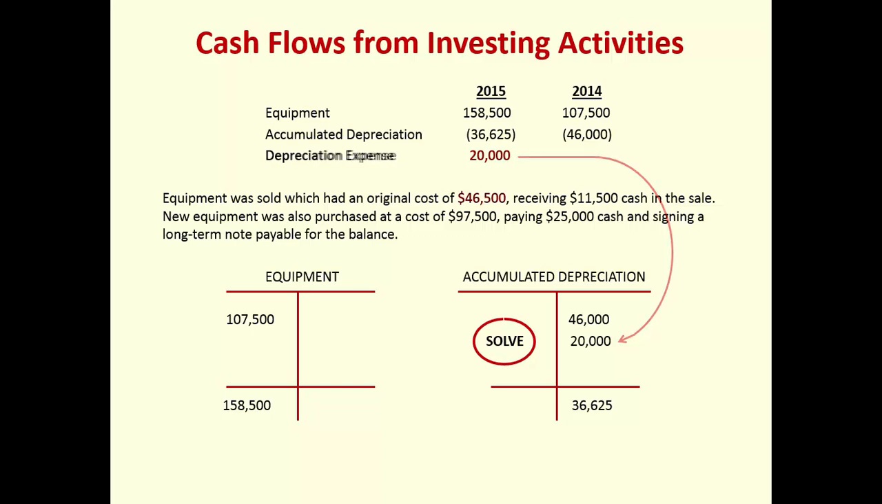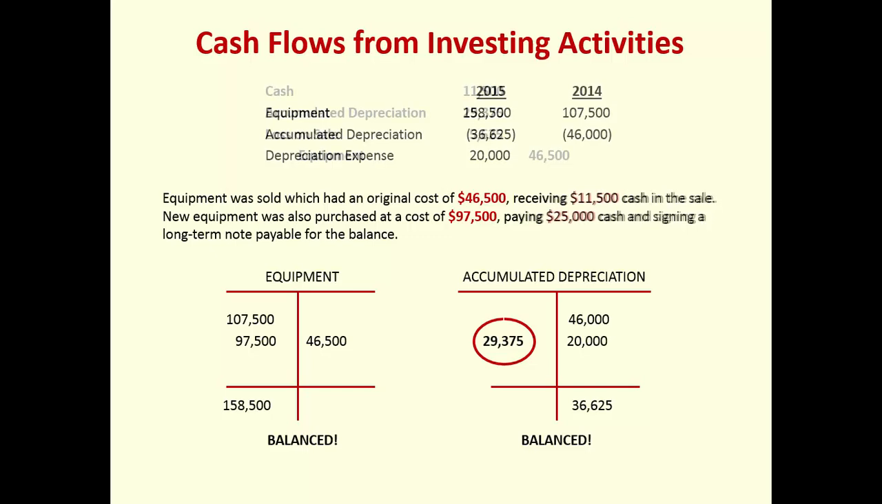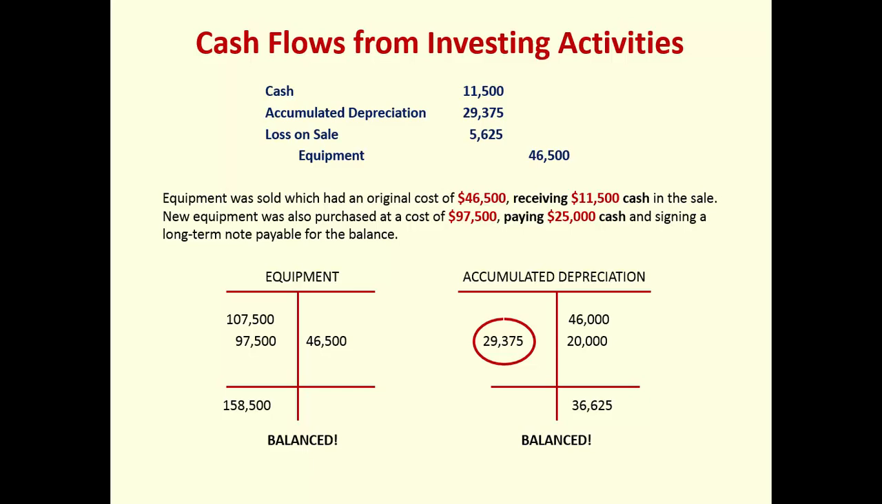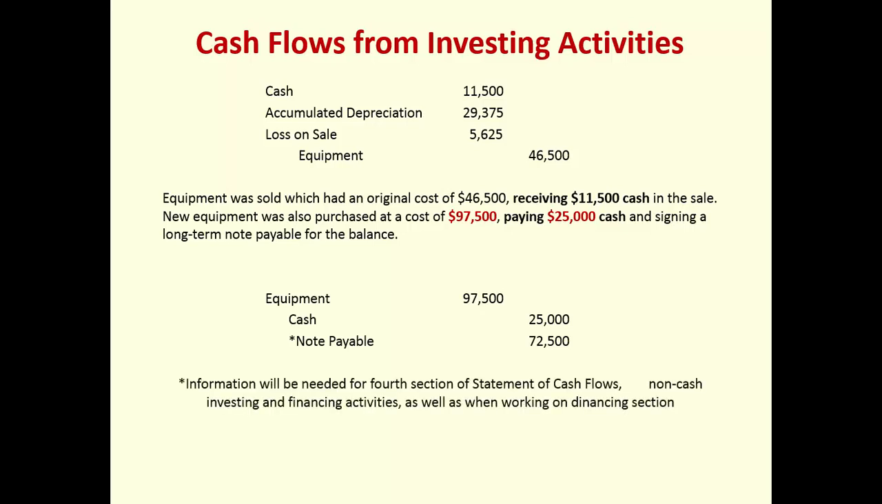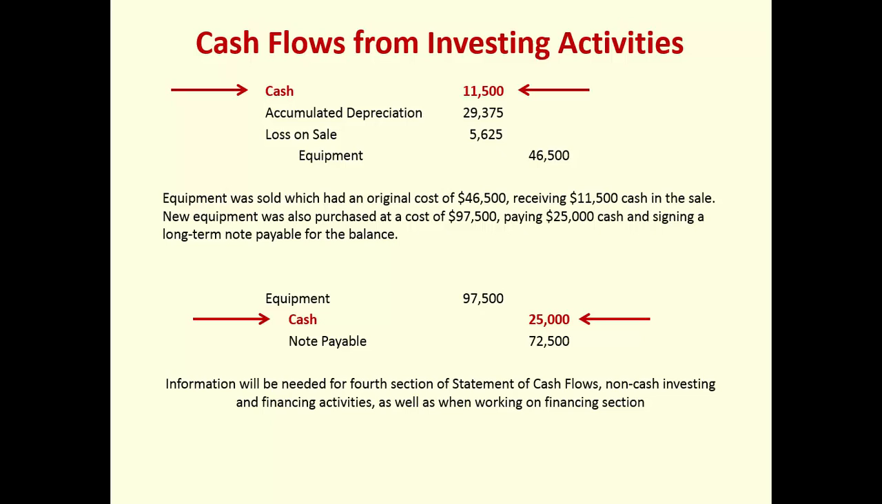But let's look at the changes in equipment first. I bought an asset and I sold an asset. Bought it for $97,500, paying $25,000 down and signing the long-term note. Sold an asset for $46,500. Solve the accumulated depreciation. Now I have my numbers. I can recreate my journal entries. There's your first one. Sold the asset. Bought the asset. There's one more piece of information you're going to need to save for the fourth section. That's the non-cash investing and financing.